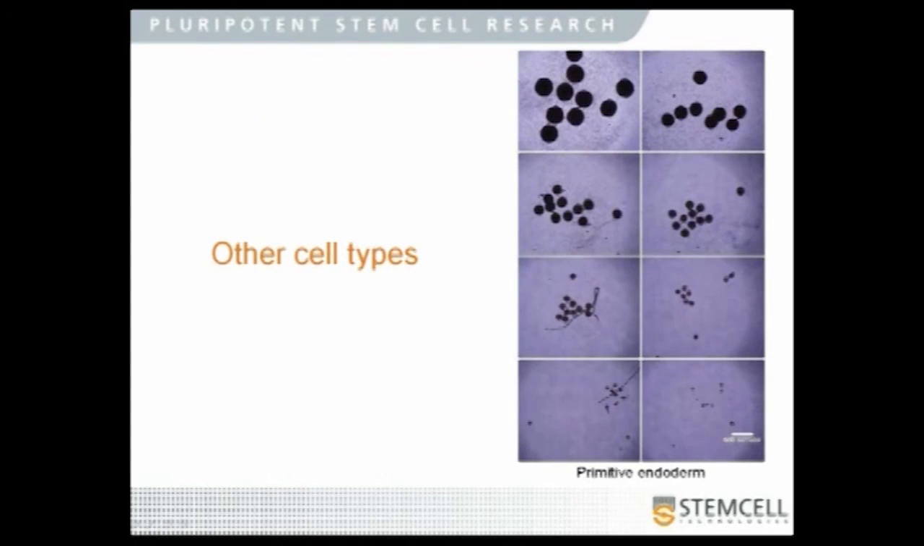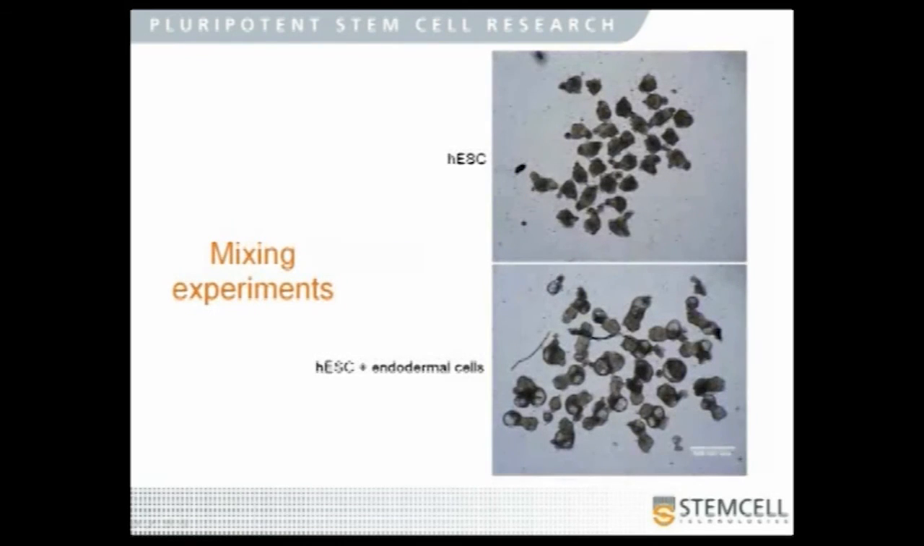Primitive endoderm aggregates of various different sizes, and also mixing experiments. So this is an example of something that would have been very difficult to do with the conventional scraped EB protocols: human ES cells aggregated either on their own or in a one-to-one mixture with primitive endodermal cells generated using Martin Pera's BMP differentiation protocol.